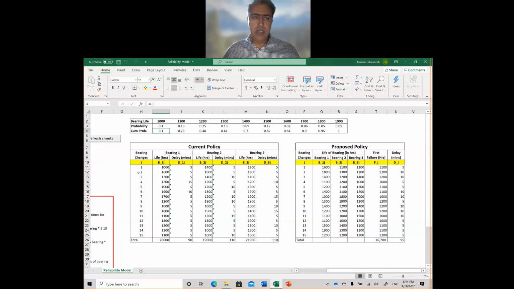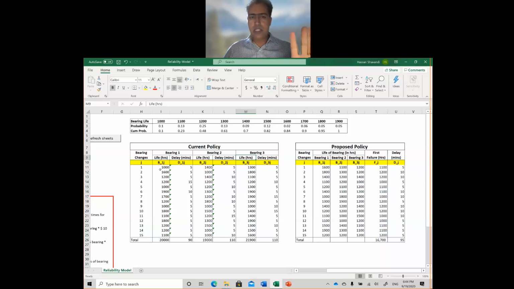Okay, so here we have the changes J from 1 to 15, as you see here. And for the life of each bearing, so here we have three columns, right? Bearing 1, bearing 2, and bearing 3. Let me modify this here. So bearing 3. So we have three columns for three bearings.